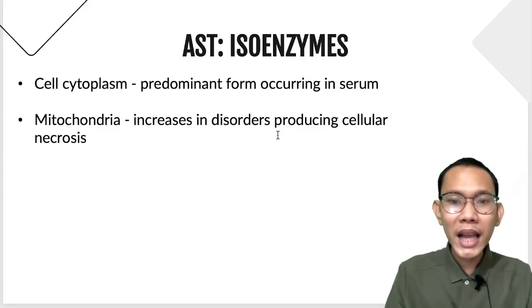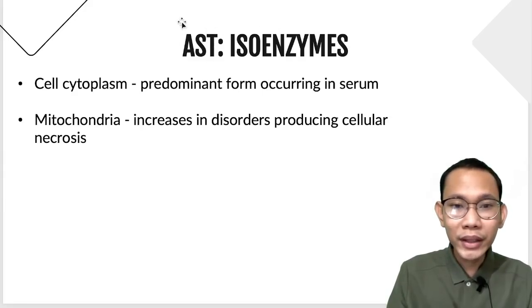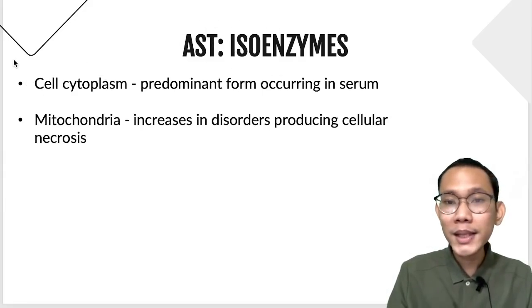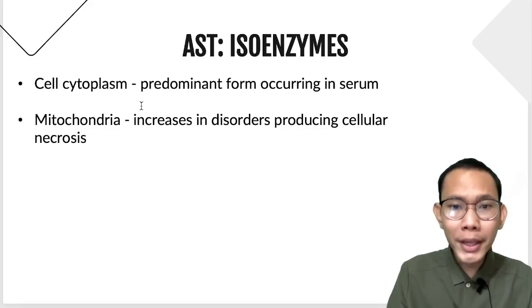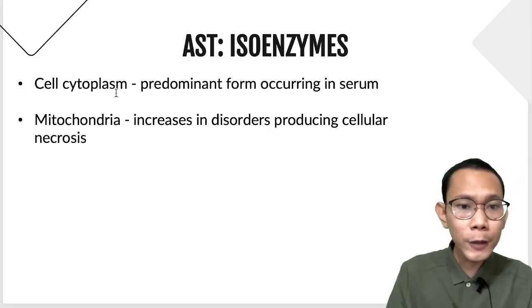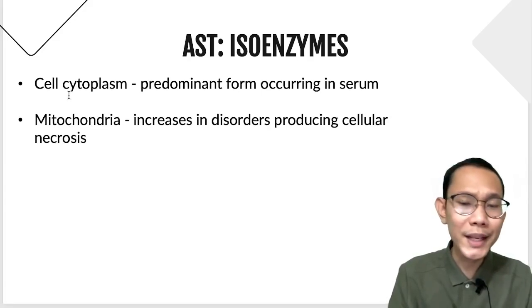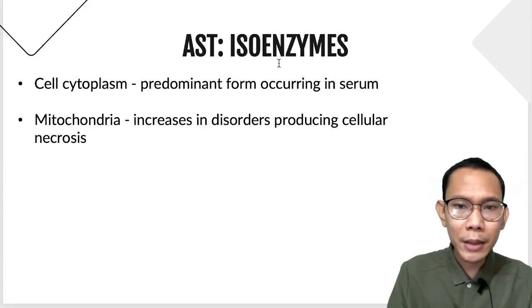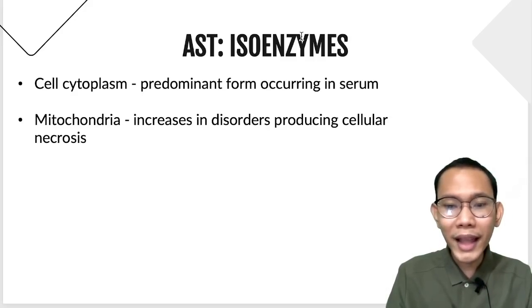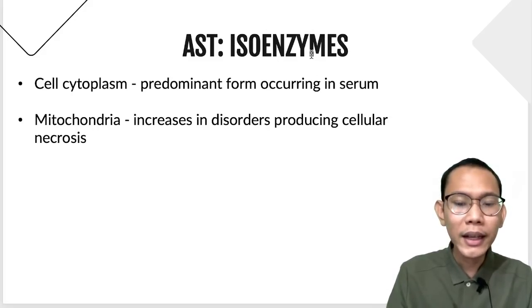So let's talk about the isoenzymes of your AST. We have the different isoenzymes. We have your cell cytoplasm and your mitochondria. But the predominant form that occurs in your serum is your cell cytoplasm. But another isoenzyme which increases in disorders producing cellular necrosis is your mitochondria. Ano nga ibig sabihin when we say isoenzyme? Iso, which means same. Because isoenzymes are a group of enzymes that catalyze the same reaction but have different enzyme forms or catalytic efficiency. Again, it has the same reaction but different enzyme form.